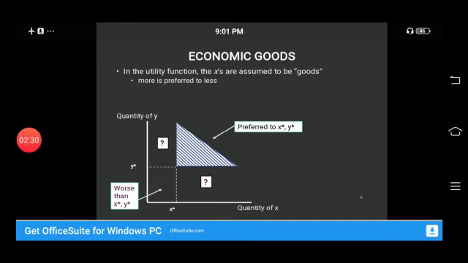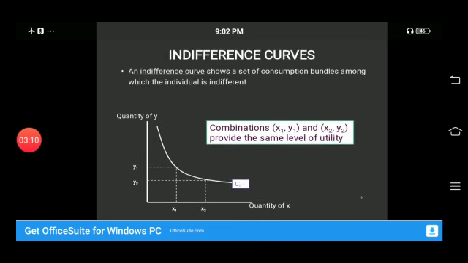Now the question arises where these question mark areas lie, because in one we will get more of y and less of x, and in the other one we will get more of x and less of y. So it means that we have to choose between the goods. We have to choose one and sacrifice the other. So there would be a trade-off between two goods x and y. If we want to get one commodity, we have to forego the other commodity. From here we get the concept of indifference curve.